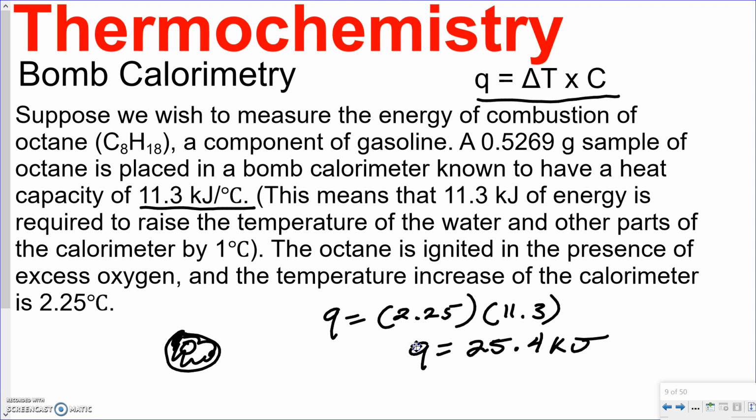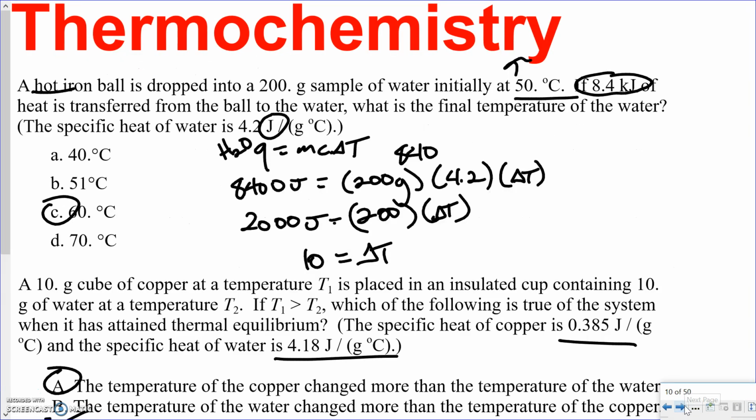Now, that is the amount of energy gained by the piece of equipment. So how much energy was actually released by the combustion of the octane? The temperature of the calorimeter goes up, which means energy is being released by the combustion of the octane, so its Q is the same value, but negative. Remember, energy released is the same amount of energy absorbed. We're calculating the amount of energy absorbed by the bomb calorimeter, and we just convert that into a negative sign for the amount of energy released by the combustion. Okay, so that's bomb calorimetry. Pretty easy, straightforward, a little bit less convoluted than some of the other equations.